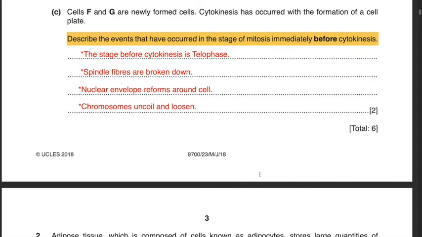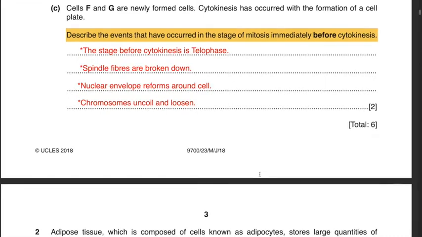Basically, what happens in telophase is the opposite of prophase. Remember that carefully. Then it is easy to write down the events that occur in telophase. In prophase, the nuclear envelope breaks down, then spindle fibers start to form, and chromosomes become visible by coiling, and the opposite of that is what happens in telophase. Hence, spindle fibers are broken down, the nuclear envelope reforms, and chromosomes uncoil and loosen. Writing 2 of these given points would earn you 2 marks.